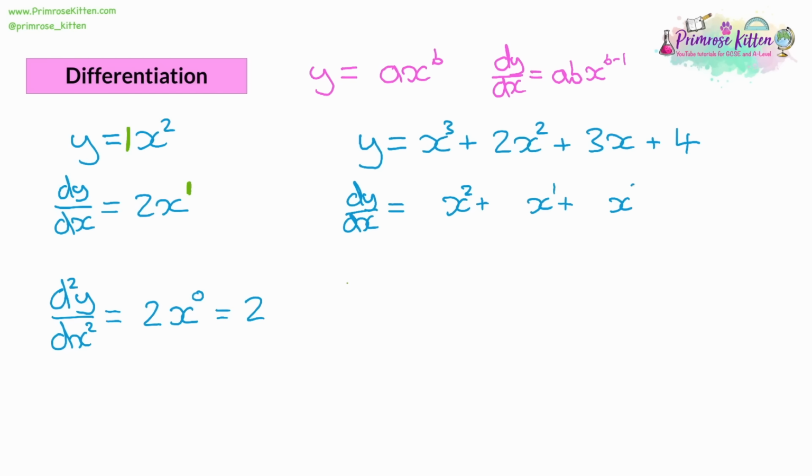X to the power of 1 becomes x to the power of 0. And we'll look at the last one in a moment, but I guess you could say with the plus 4, it's going to become x to the power of negative 1, because there's no x on 4, so it'll be x to the power of 0. So that's the first bit dealt with.